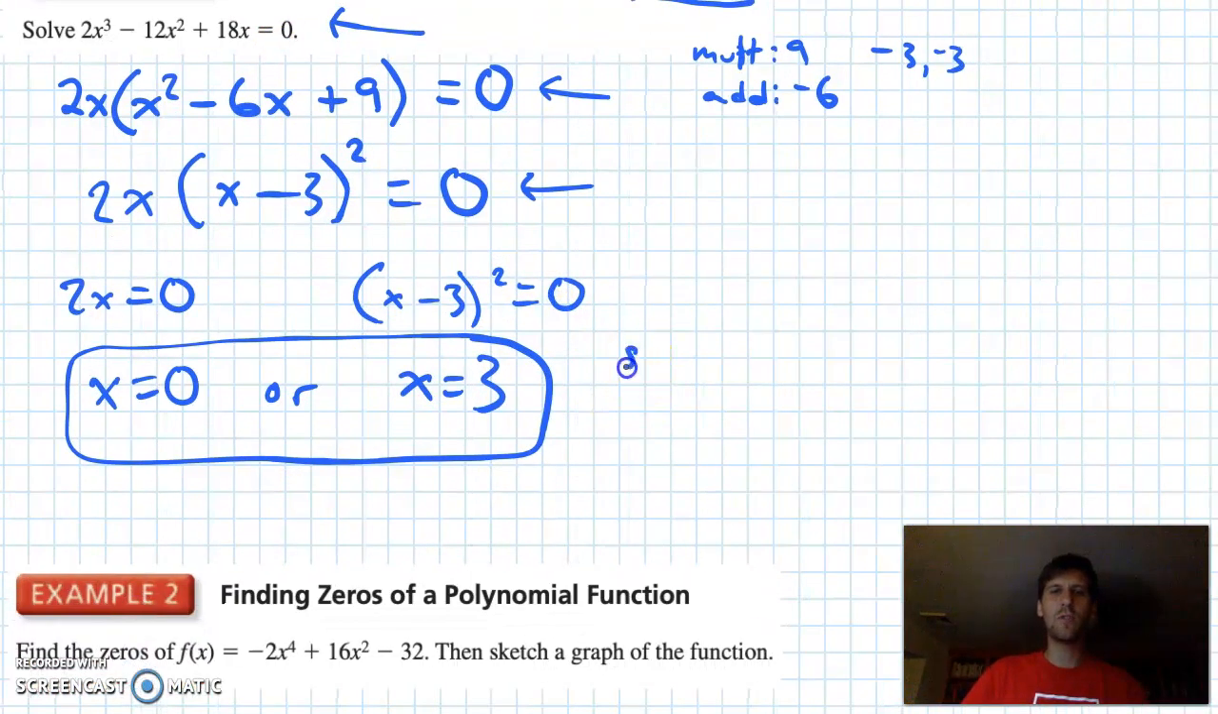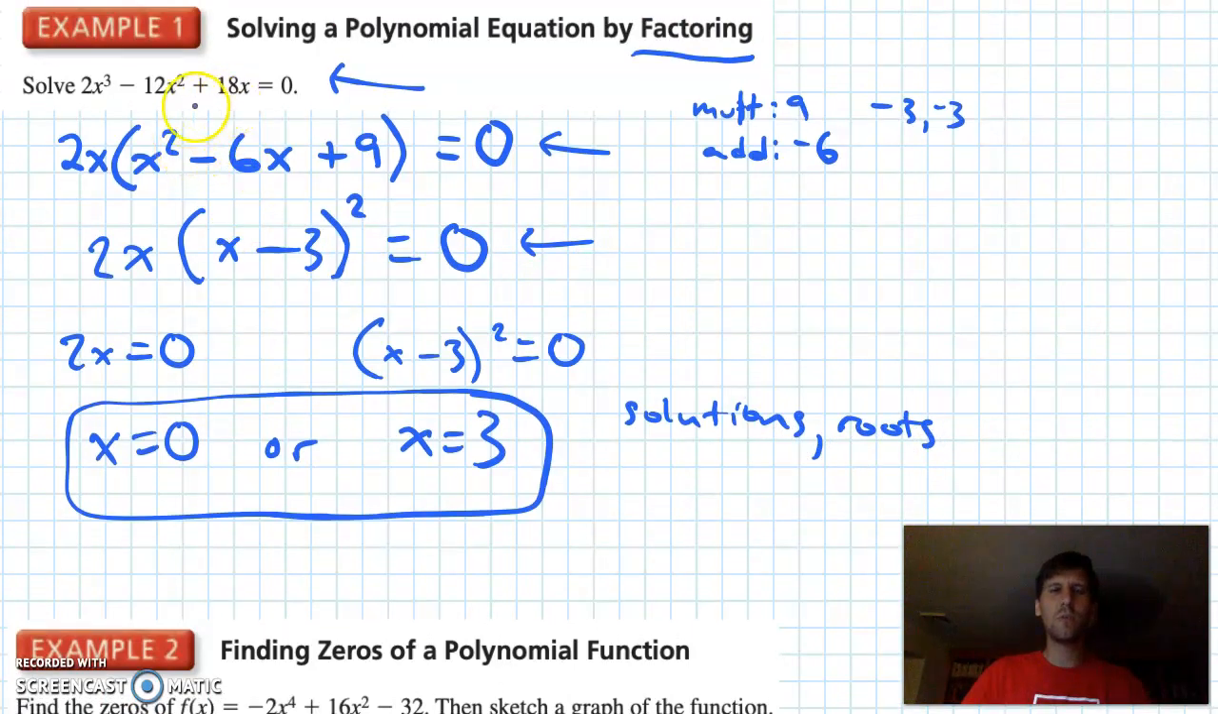And we could call this a few things. Some people call them, well, they're definitely solutions, roots. If this were a function, we would call them the zeros, because if we were just like f of x equals the left side. But in this case, we'll just call them solutions or roots for now.